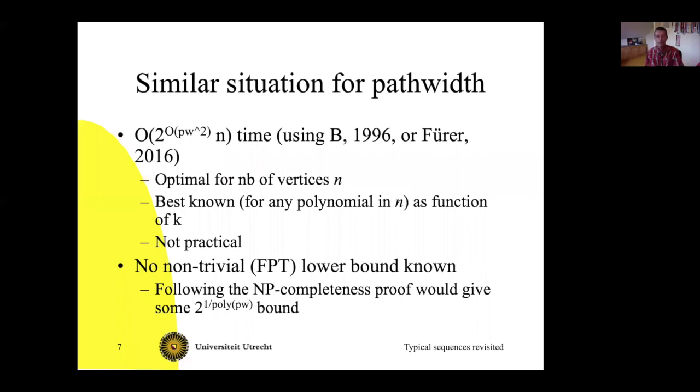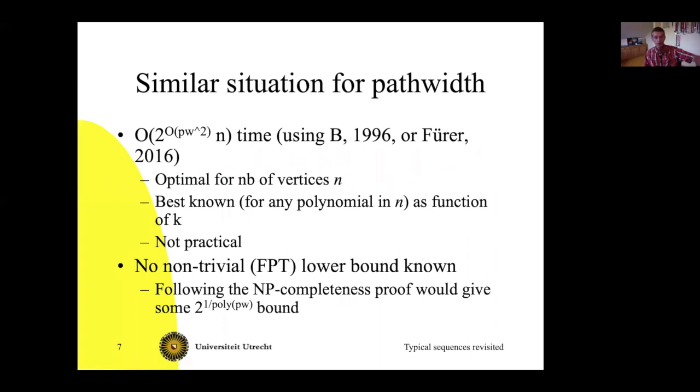And for Pathwidth, the situation is quite similar. The only difference is that this 3 becomes a 2 here. So there's a 2 to the order Pathwidth squared times n time algorithm. And you can also look at a recent paper by Fürer where he also shows this.